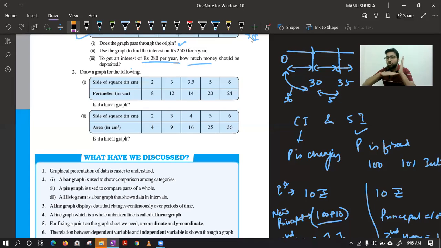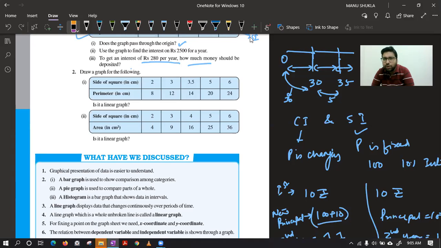Okay, so in this case also, question number 2, you will take the side of the square on the x-axis because it is an independent variable and you will take perimeter on the y-axis. The scale, please tell me class, what scale will you take for the side of the square? Which scale is suitable for the side of the square? Please tell.